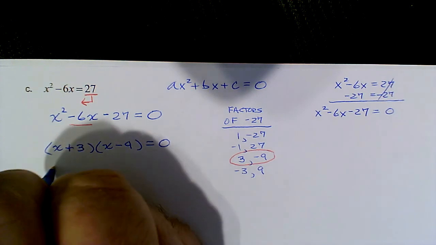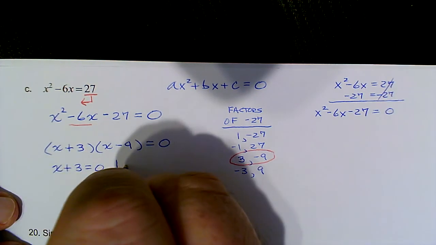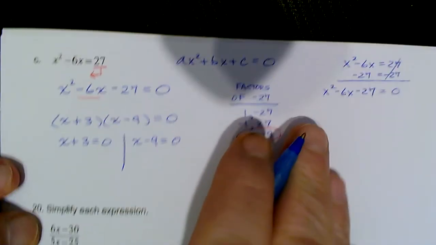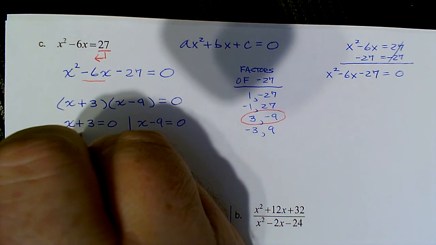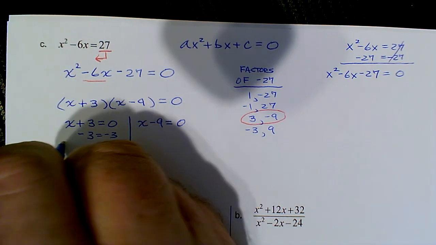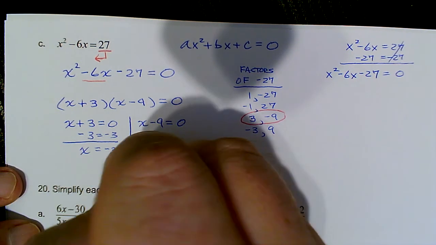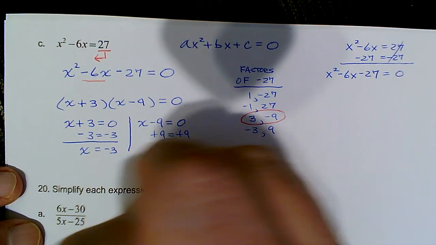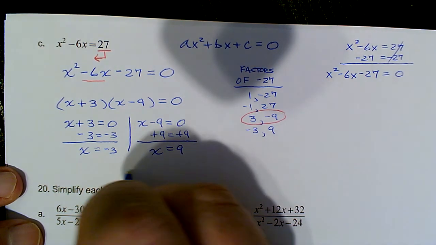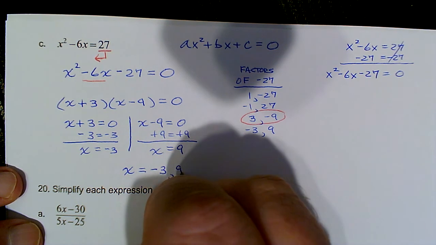Then by the zero factor property, set each one to 0. So x plus 3 is 0 and x minus 9 is 0. And then to solve for x, if you need to show it here, these are both linear equations now. So here we would subtract 3 from both sides. So x is negative 3. Here we would add 9 to both sides. So x is positive 9. And again, as a solution in my math lab, negative 3, 9 separated by a comma.